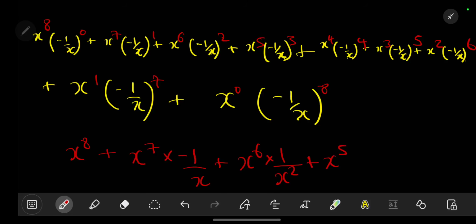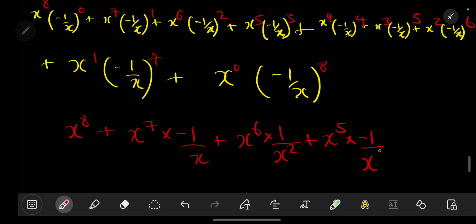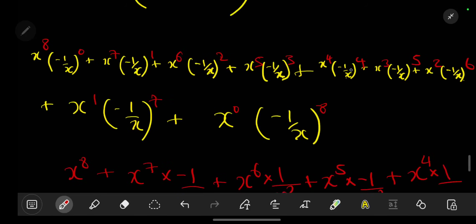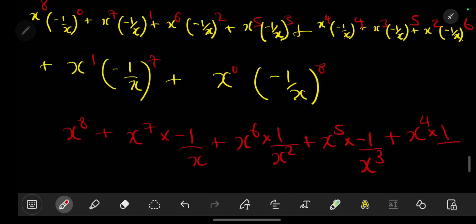We have plus x to the power 5 times negative 1. Negative 1 to the power 3 is negative 1 over x to the power of 3, like that. So we have 1, 2, 3, 4. Then next one will be x to the power of 4 times 1 over, since negative 1 to the power 4 is positive, x to the power of 4, like that.